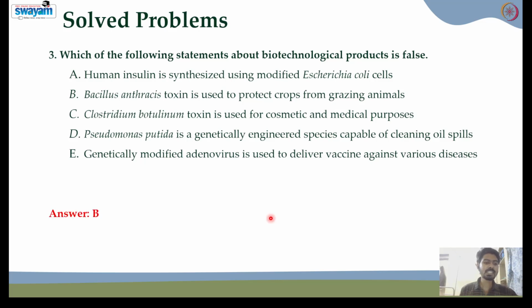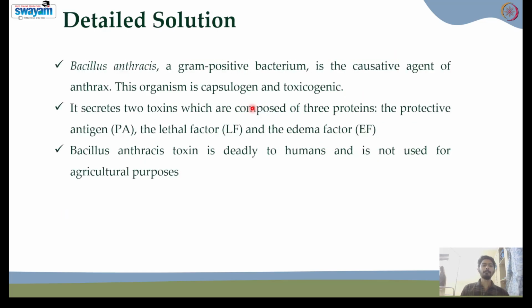Yes, the answer is B, which is false. Bacillus anthracis toxin is used to protect the crops from grazing animals. And here we will see Bacillus anthracis is a gram-positive bacteria. It is a causative agent for anthrax. And this organism is often toxigenic, that is, they cause toxicity. And it secretes two toxins. And these two toxins are made up of three proteins. And these three proteins include one protective antigen, one lethal factor, and one edema factor.